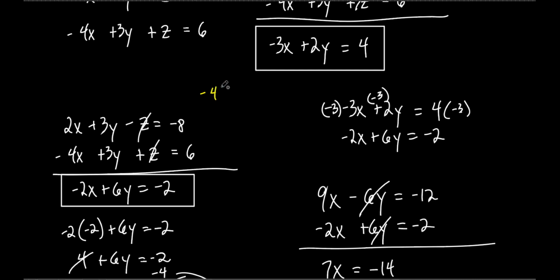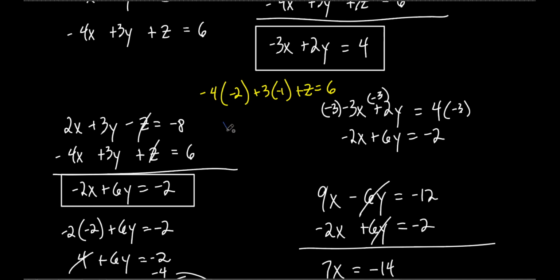So what do we got? -4 times x. What did we say x was? -2. Plus what? Plus 3 times -1 plus z equals 6. Right here. Okay, all I'm doing is just plugging in x and y into this third equation. Anybody still hanging on? Some of you guys I'm losing.